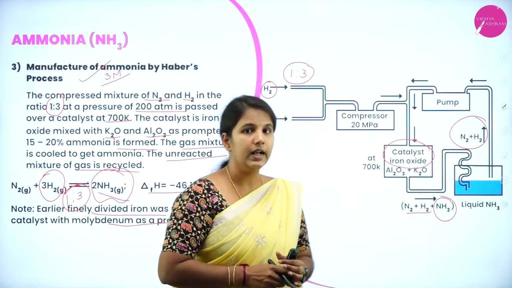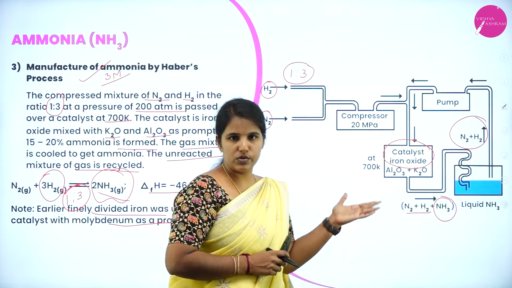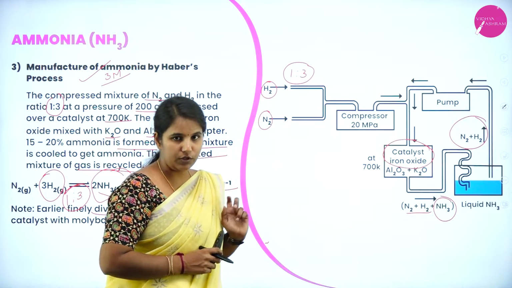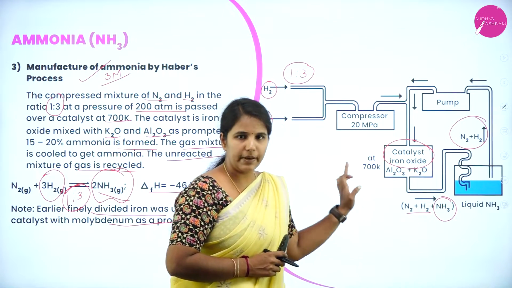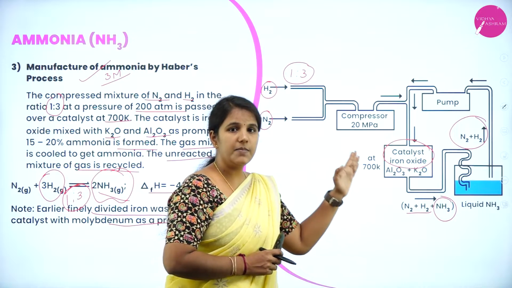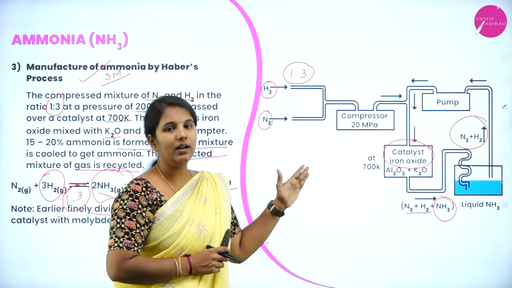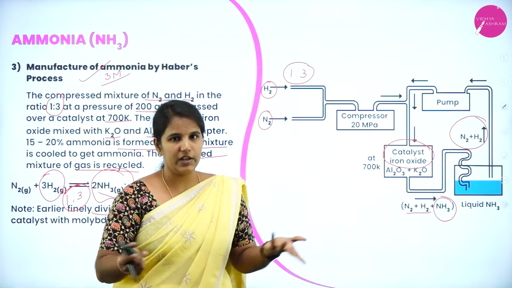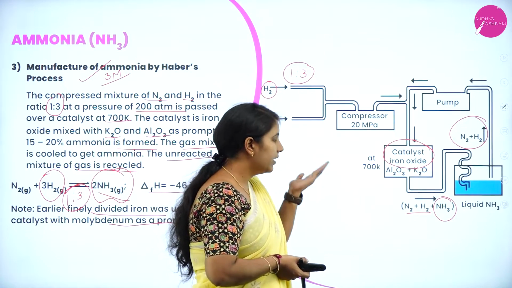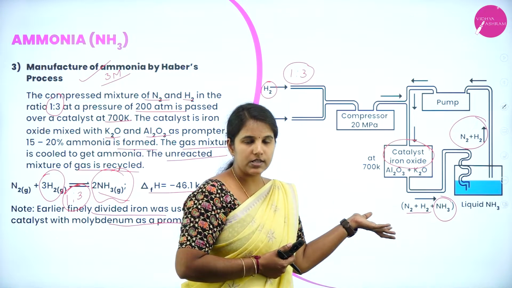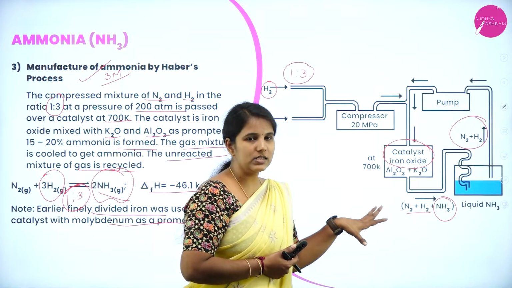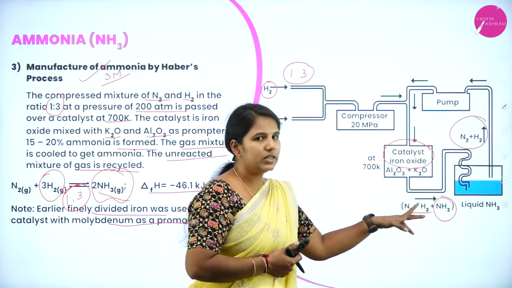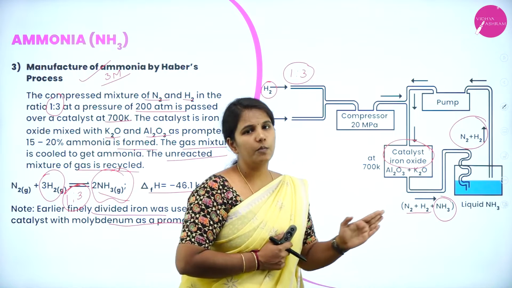I'll explain once again. Here we have a Haber's process chamber, where the mixture of hydrogen and nitrogen will be taken as 1:3 and passed through the compressor. Later, this mixture will be passed to the catalytic chamber, where the catalyst increases the rate of the reaction, as we have already understood. Here, the catalyst, iron oxide, along with the promoter known as aluminum oxide, catalyzes this reaction, where nitrogen and hydrogen react to form ammonia.